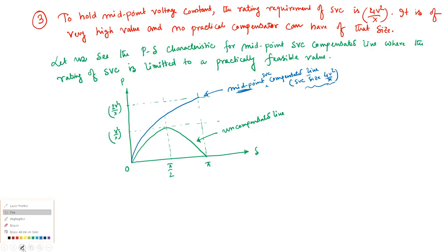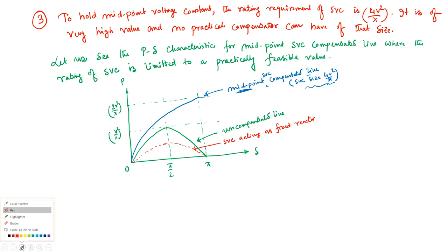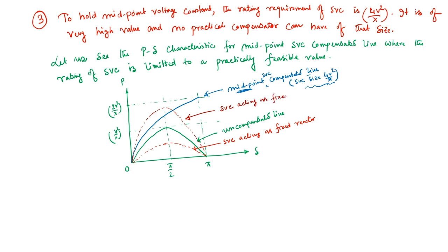So, when the SVC acts as a fixed inductor, the P-delta characteristics will be like this. This corresponds to the SVC acting as a fixed reactor. Similarly, when the SVC acts as a fixed capacitor, the characteristics will be something like this. This is the characteristic of the midpoint SVC compensated line, where the SVC is acting as a fixed capacitor.